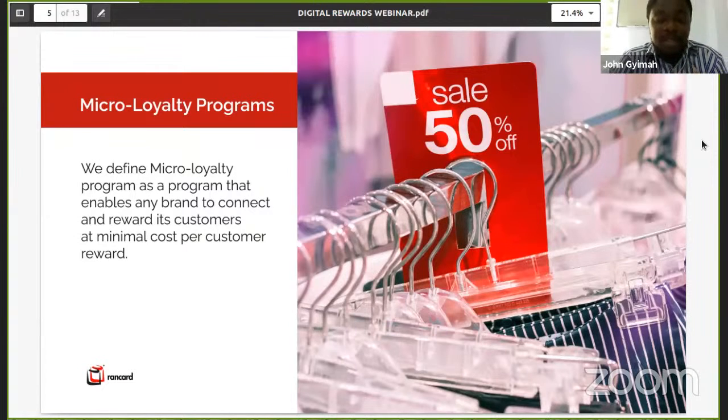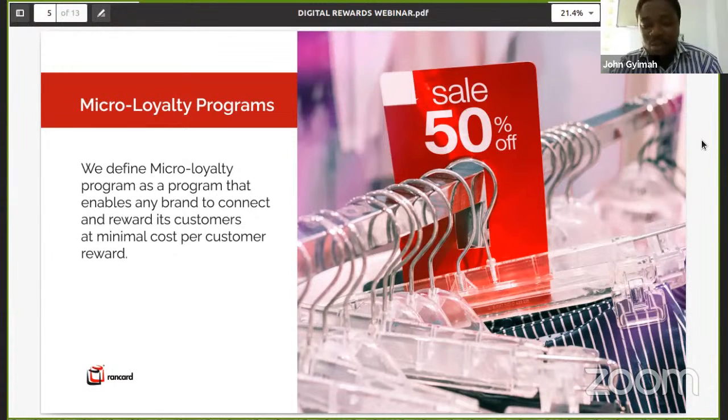But thinking about one major hurdle that businesses face, especially small businesses, which we'll see in other slides, with regards to micro-loyalty programs, it has to do with cost and feasibility. Because they think about cost: I'm not making enough, I'm not breaking even, why should I invest in rewarding my customers? Feasibility in terms of it being technically cumbersome.